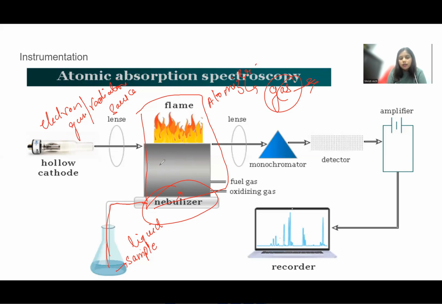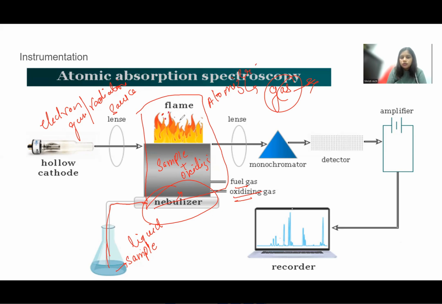In the nebulizer, what will happen? This sample will mix with oxidizing agents and fuel, because we need this flame to burn continuously. For that we need this oxidizing agent. Clear? So this liquid sample comes to the nebulizer where it gets mixed with fuel gases and oxidizing agent, and the oxidizing agents also serve so that the flame burns continuously.